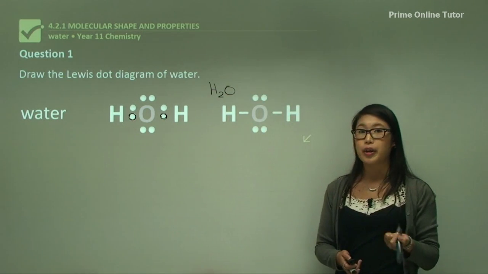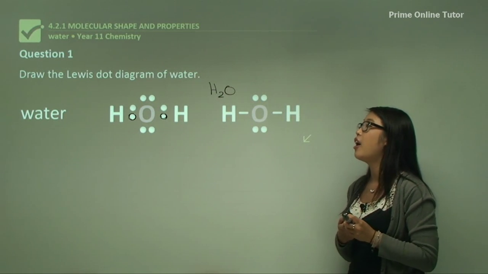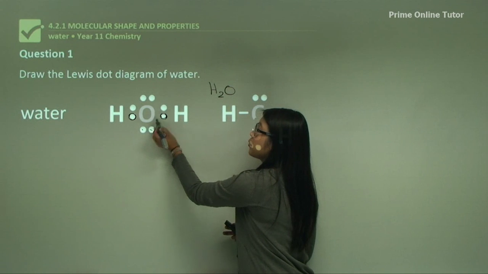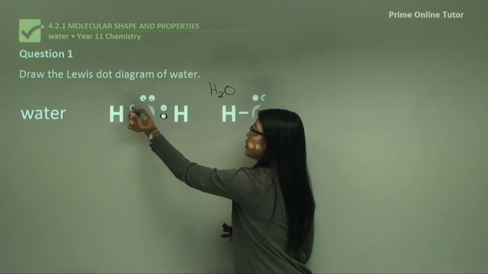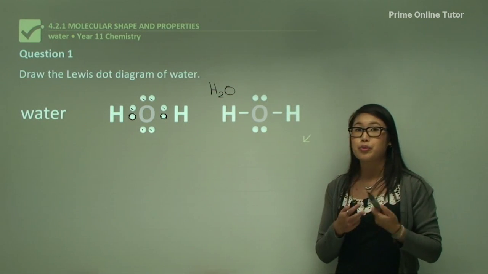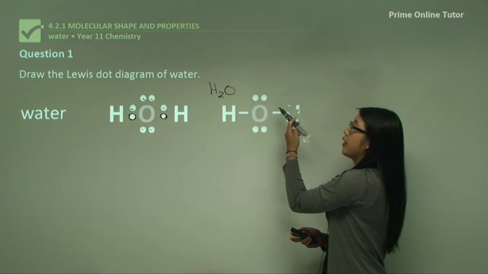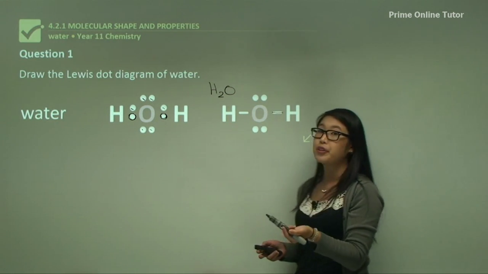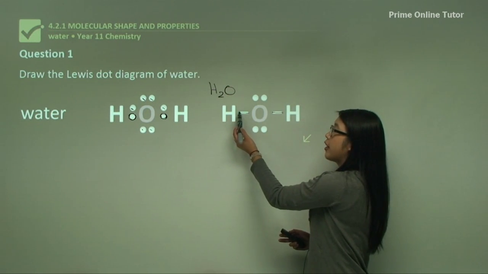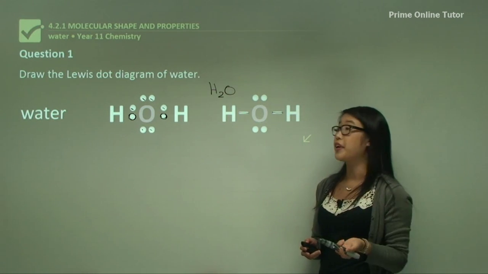So each hydrogen has 1 electron each, and if you look at the periodic table again, oxygen will have 6. So that's 1, 2, 3, 4, 5, 6. So to do a bond, we add 2 electrons together, 1 from the hydrogen and 1 from the oxygen, and we make a line. We do the same thing for the other hydrogen and draw a line. So we now have 4 electrons which have been taken up with covalent bonds.